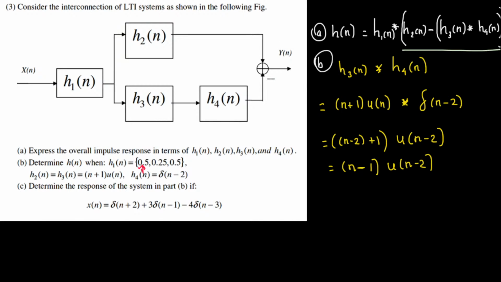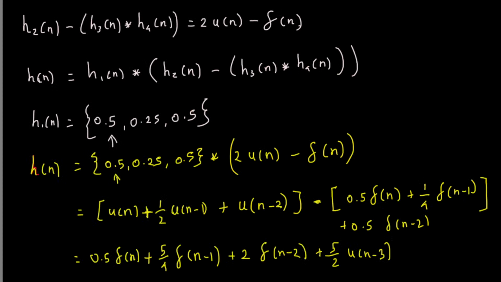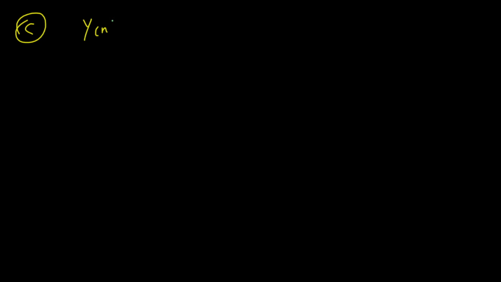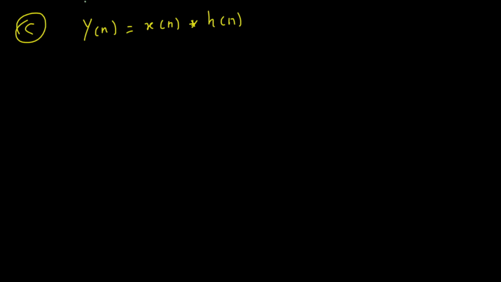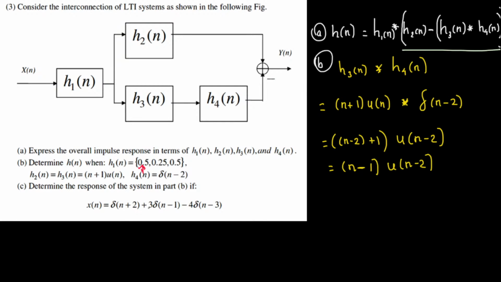And the C part is asking, determine the response of the system in part B if x of n is delta of n plus 2 plus 3 delta of n minus 1 minus 4 delta of n minus 3. Okay, so the question is asking the response of the system. The response of the system is given by y of n, which is x of n convoluted with h of n. For the h of n, we derived the expression right here, and x of n they have given over here in the question. So what we have to do is bring this term and convolute it with this one.